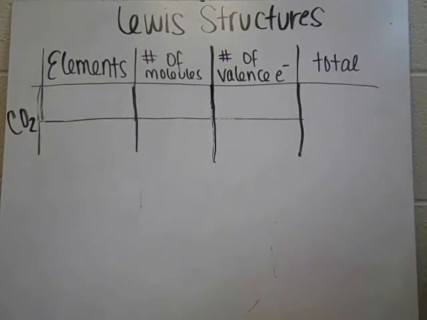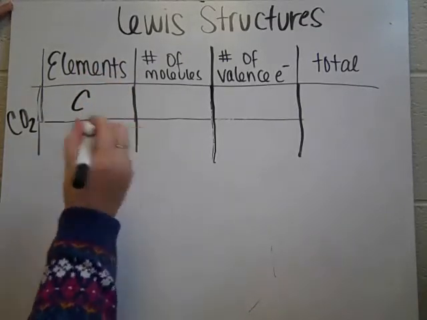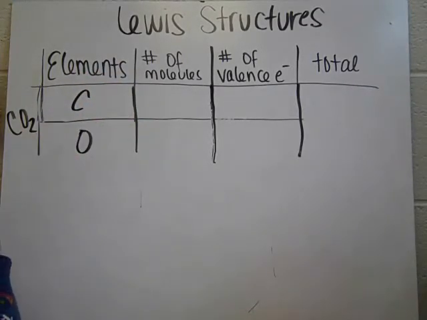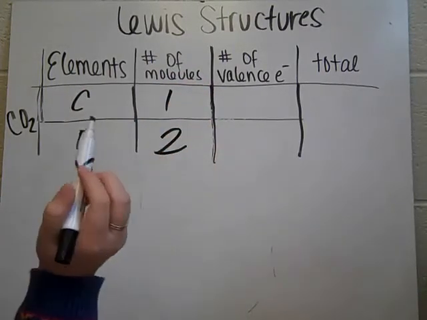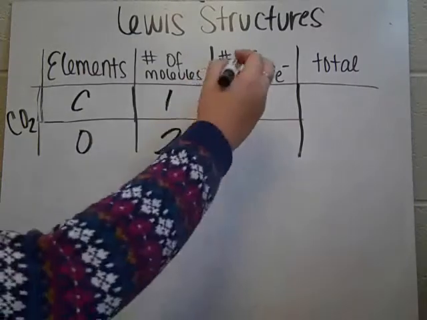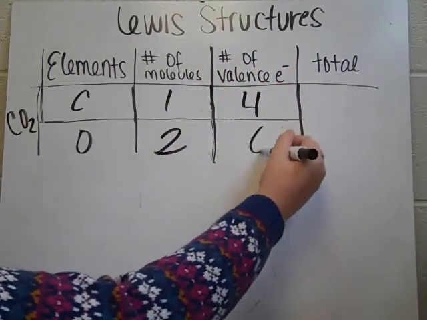Okay, so now we're going to do another example with carbon dioxide, because we wanted to do an example that had double bonds and resonance structures. We're going to start filling out the same chart to figure out how many valence electrons we need. So in CO2 we have the elements carbon and oxygen. Carbon has only 1 atom in it, and oxygen has 2, and carbon is in group number 4, and oxygen is in group 6.